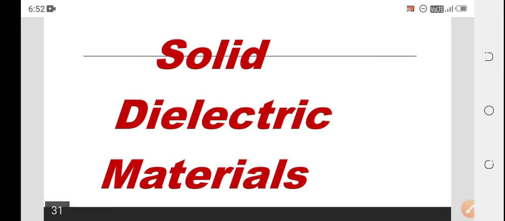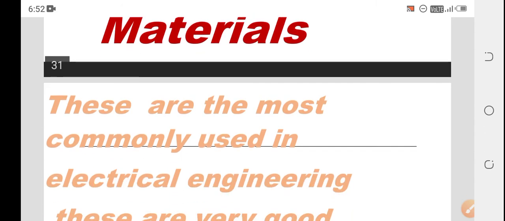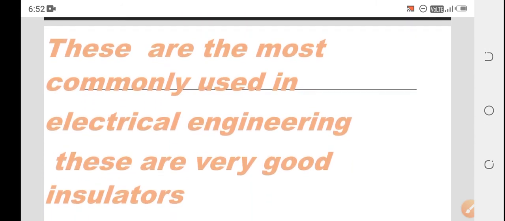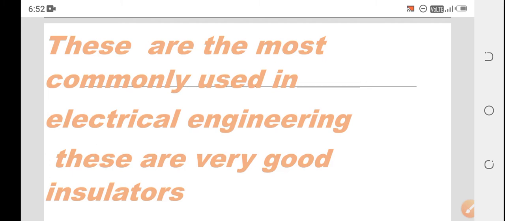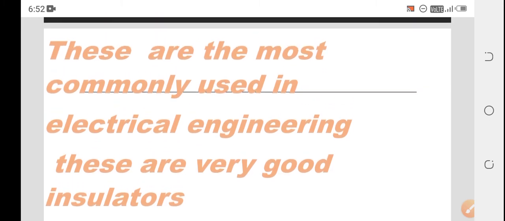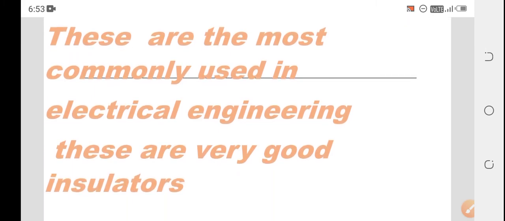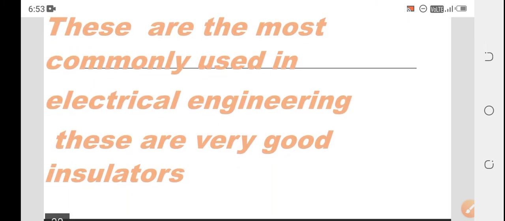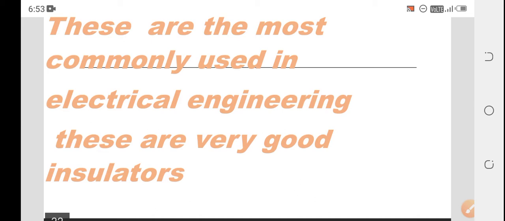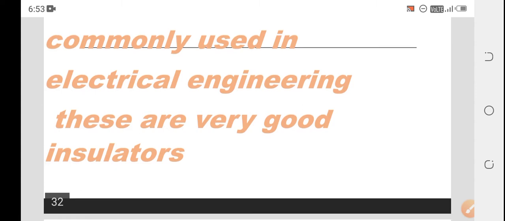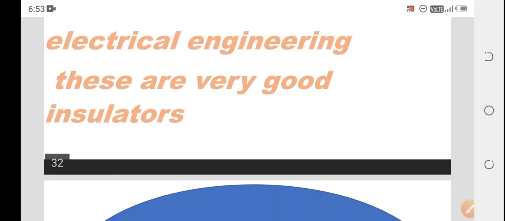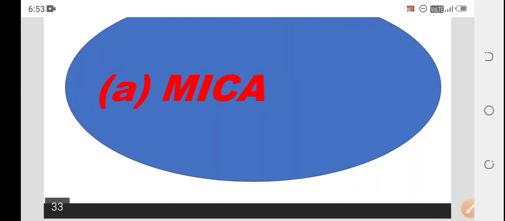Let's see solid dielectric materials. These are the most commonly used in electrical engineering. They are very good insulators. Let's see what they are.